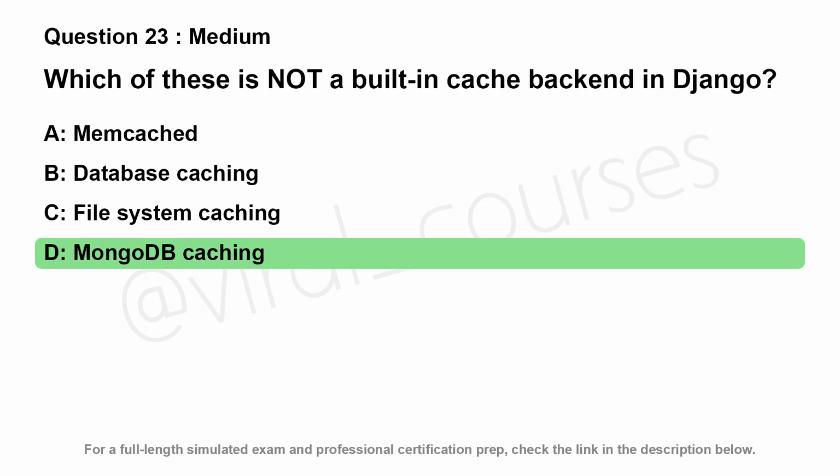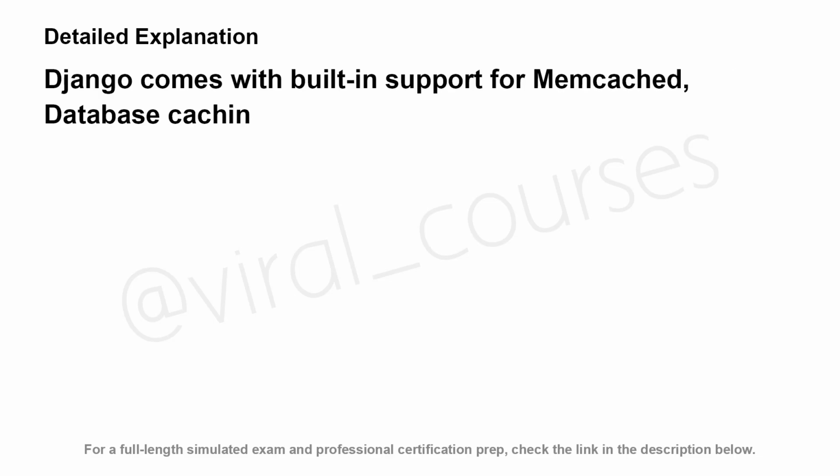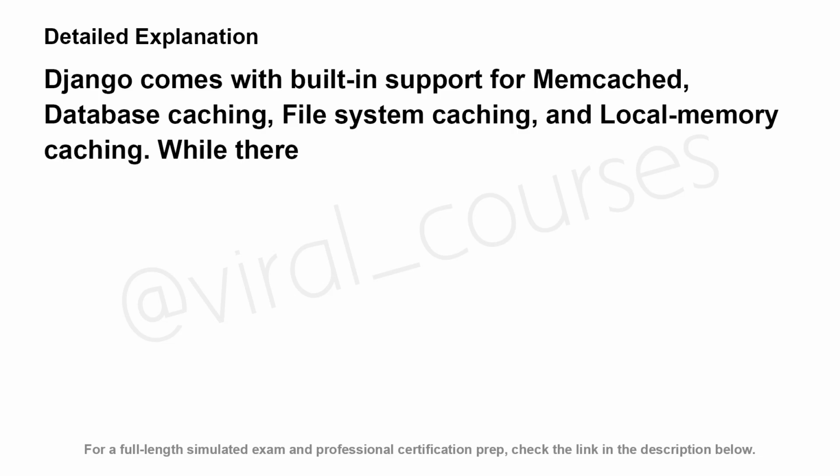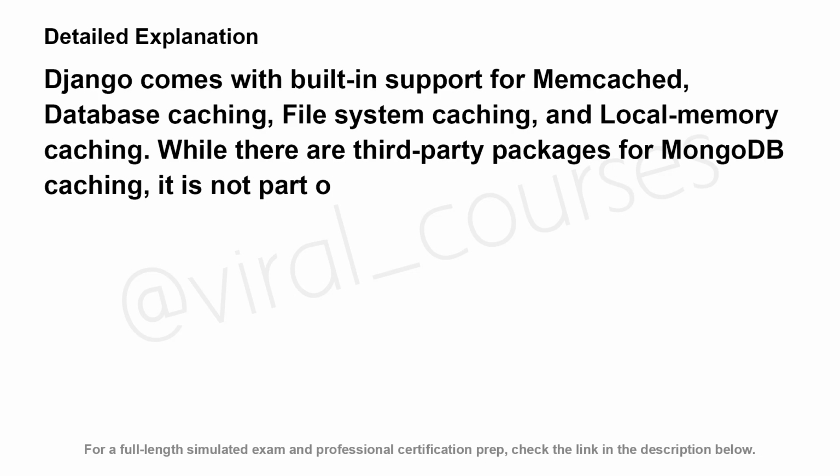The correct answer is D. Django comes with built-in support for Memcached, database caching, file system caching, and local memory caching. While there are third-party packages for MongoDB caching, it is not part of the standard Django distribution.